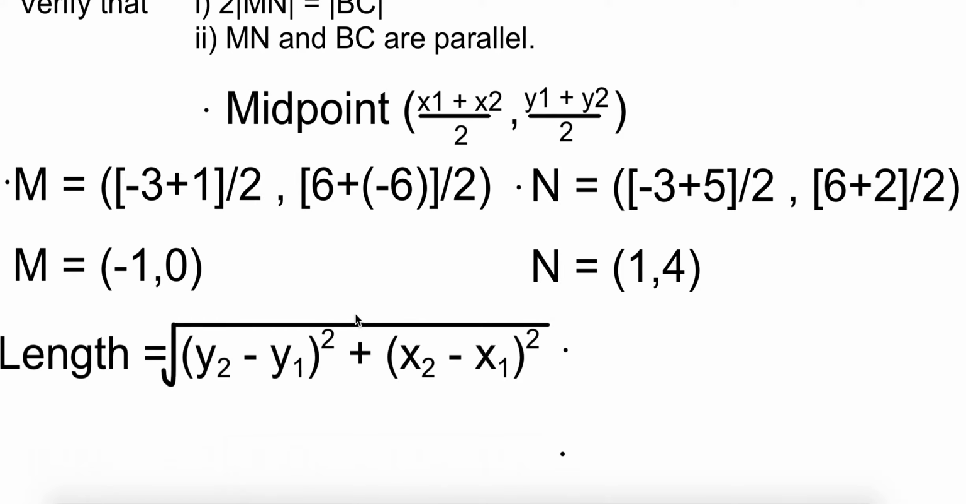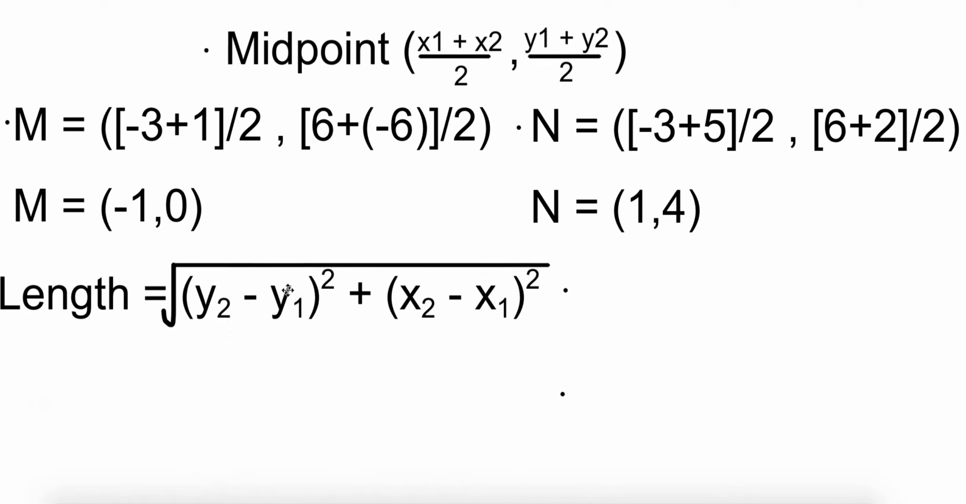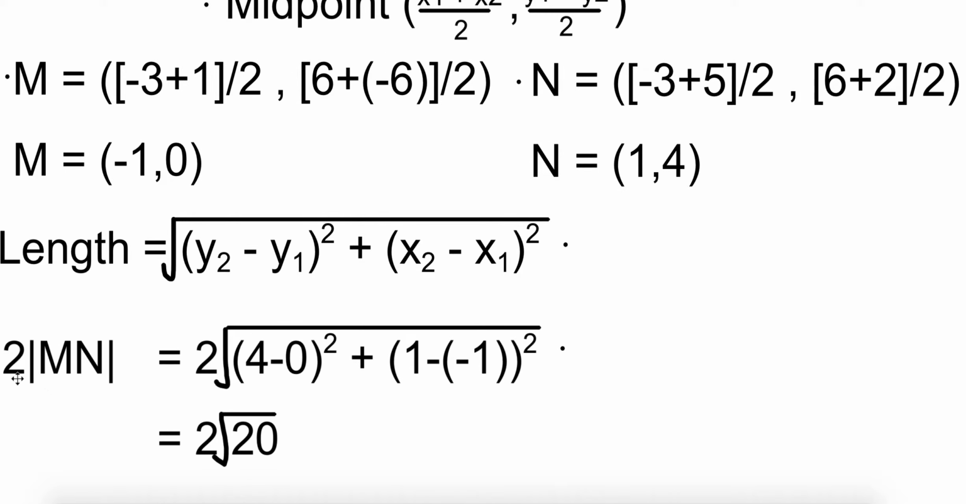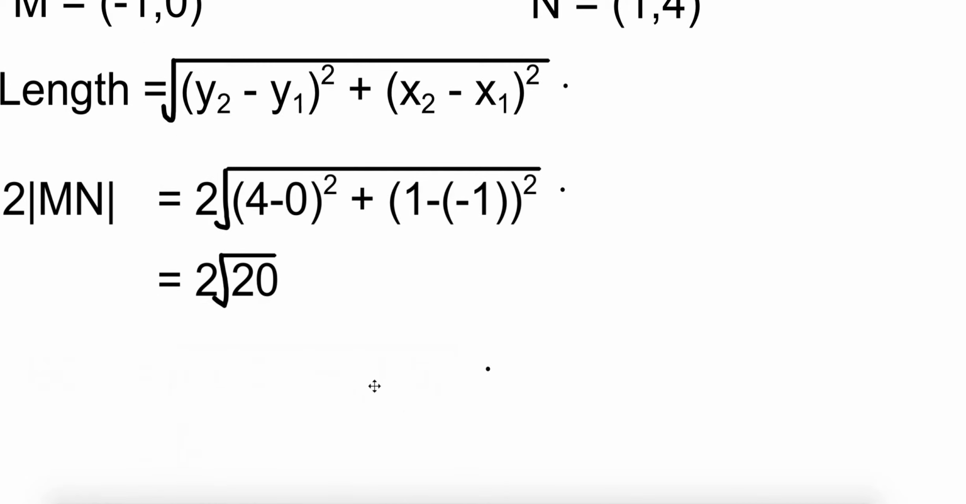After that, we need to find the length. So we're going to use the distance formula to find the length of this. But we actually need to find 2 times the length of MN. So I've put a 2 in front of the square root, and it's going to be 2 root 20. Because we get 4 minus 0, 1 minus negative 1, which is actually 1 plus 1. So we get 16 plus 4. 16 plus 4 is 20. And we leave that 2 in front. And I'm not going to do anything. This could become 4 root 5 if you really want to, because it would be 2, and then another 2 and root 5. But we'll just leave it like that.